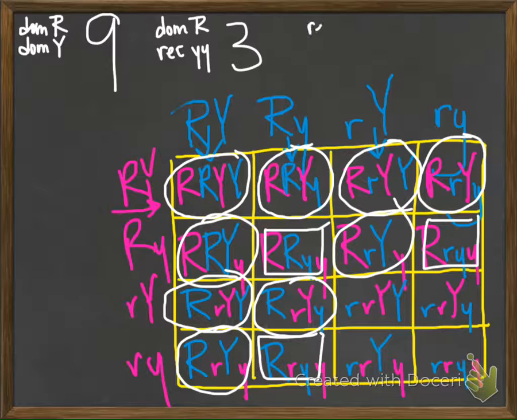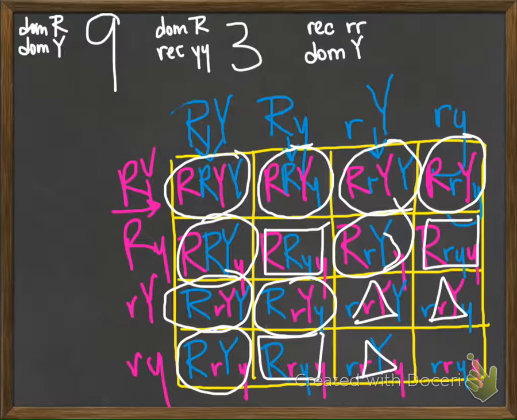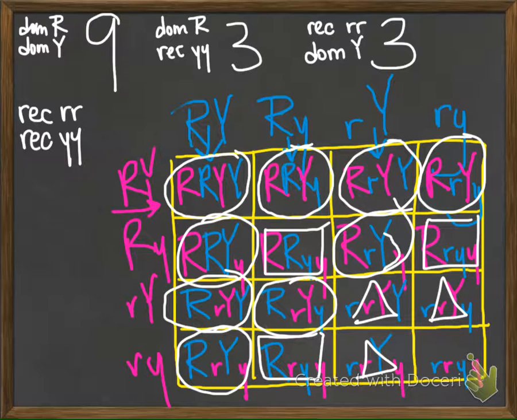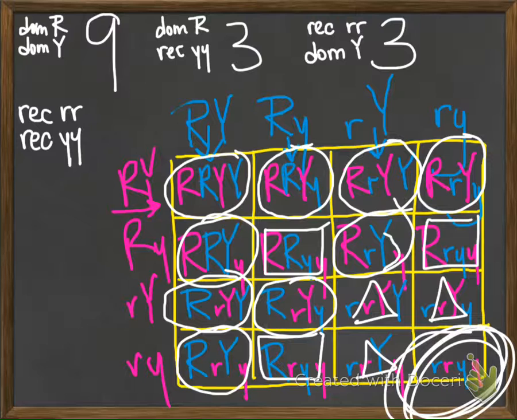Then we need recessive for R's, dominant for Y, so we only need 1 big Y, but we need both little r's. And let's do a triangle here, here, and here. There's 3 more. And last but not least, you have to be recessive for R's and recessive for Y's. And there's only 1. So each of these numbers is out of a total of 16.